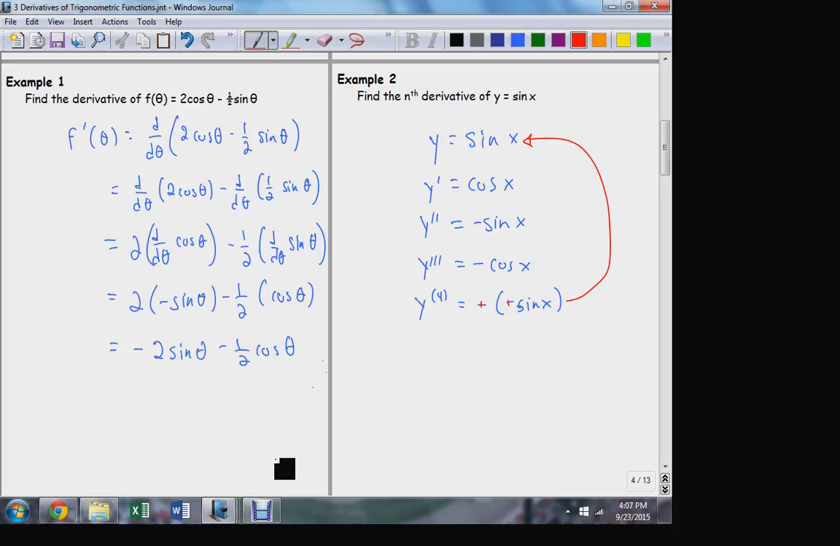This turned out to be an important aspect of the trigonometric function, and we'll come back to this. It becomes more important in differential equations, but for now, that's something we need to know.